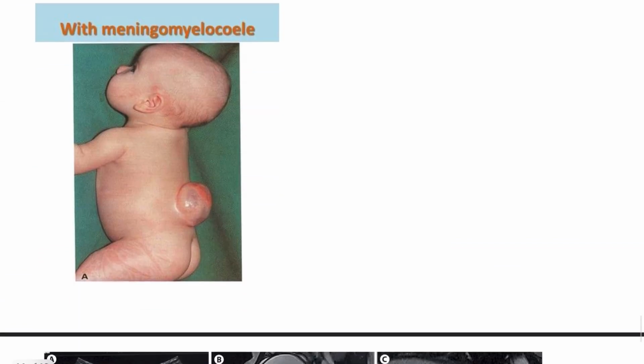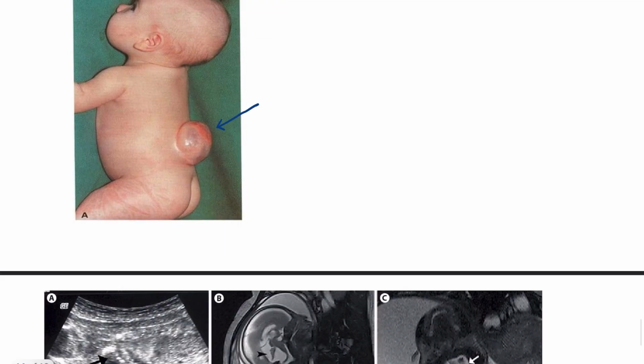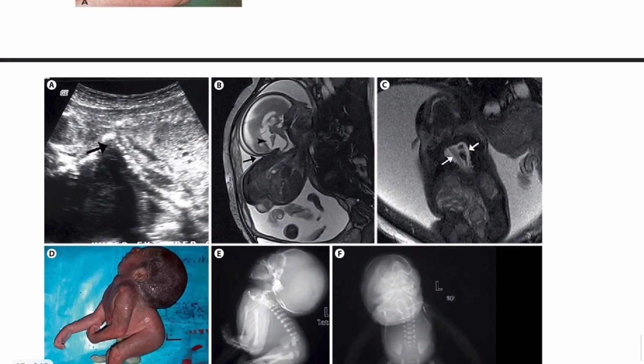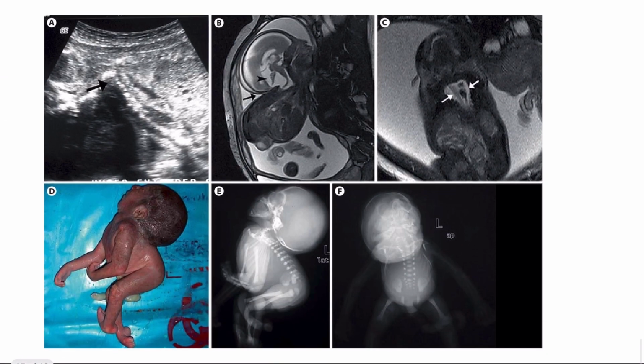Now you can see another example, with meningomyelocele. Here you can see the cystic space along with the neuronal structure which is present inside it.